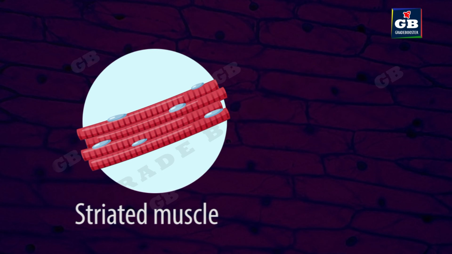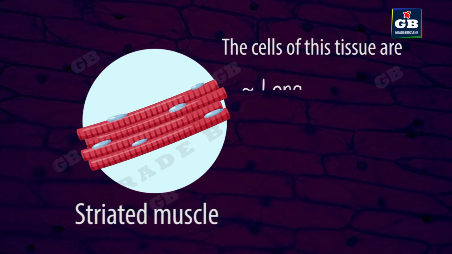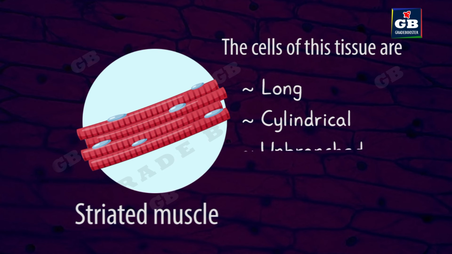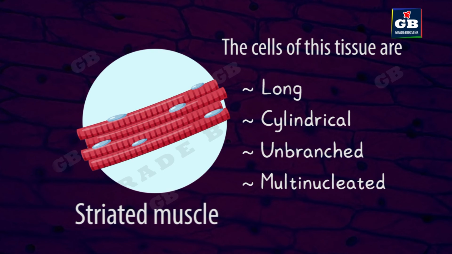Let's see the structure of cells. The cells of voluntary muscles are long and cylindrical. These cells do not branch, which means they have a straight, rod-like appearance. Each muscle cell is multinucleated, which means they contain many nuclei.